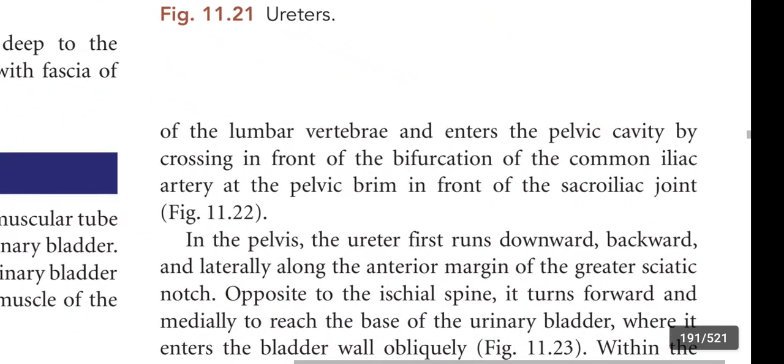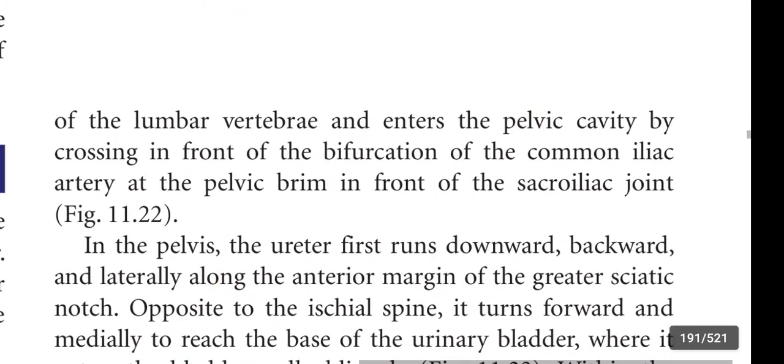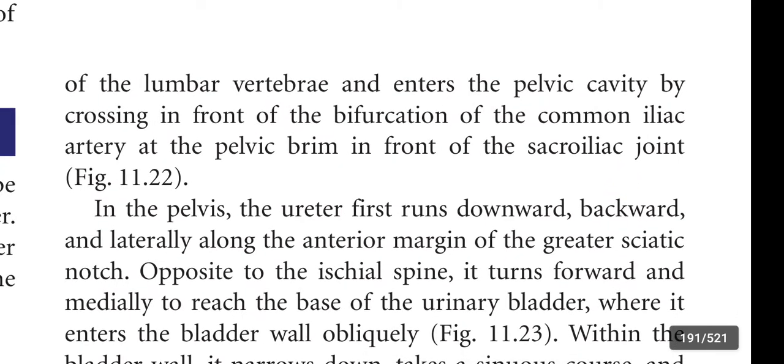The ureter passes downward, separated from the transverse process of the lumbar vertebrae by the psoas major, and enters the pelvic cavity by crossing in front of the bifurcation of the common iliac artery at the pelvic brim in front of the sacroiliac joint.